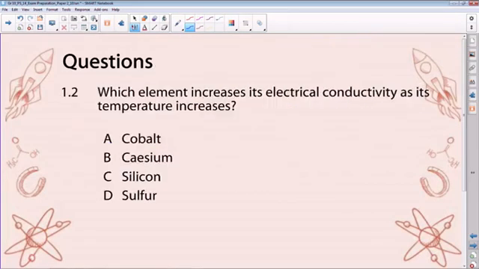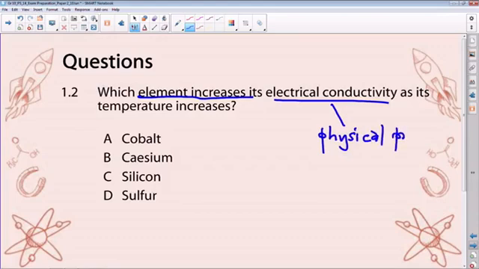The first question says, which element increases its electrical conductivity? So electrical conductivity, we want to think of it as a physical property of a material, right? So in this case, which materials are we exactly talking about? We're talking about these elements that we refer to as metalloids.